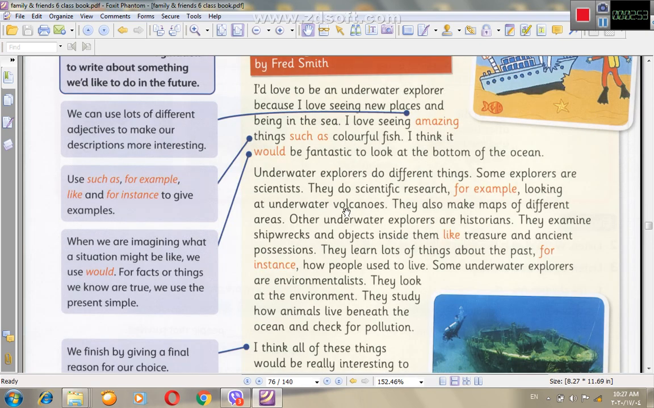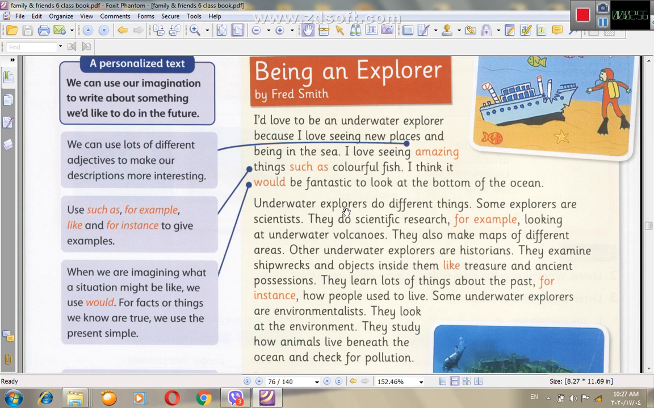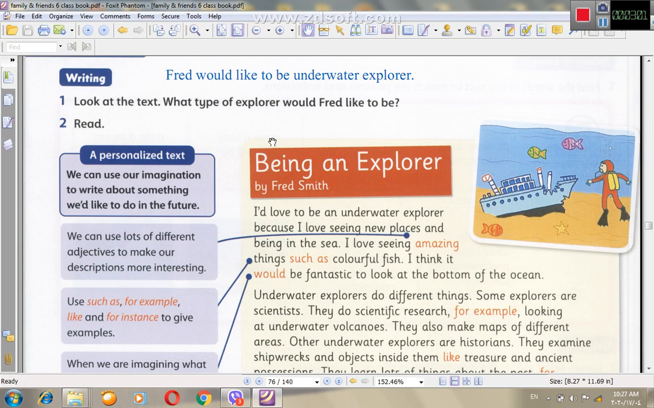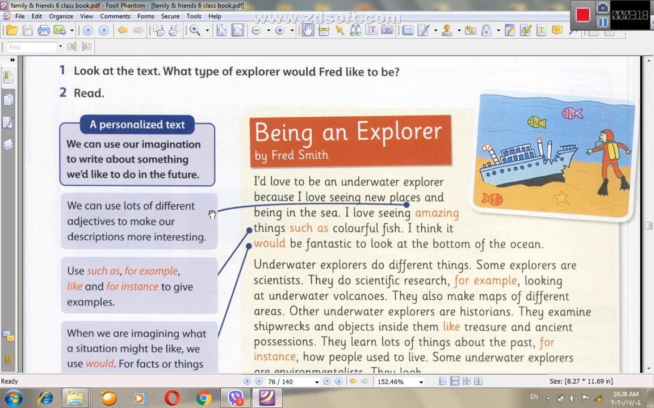So if we just look at Fred's text that he wrote about the underwater explorer, and what type of explorer would you like to be about you, that's a personalized text. We can use our imagination to write about something we'd like to do in the future. It means what would we like to do in the future. Like that, we can use lots of different adjectives to make our descriptions more interesting. Like that, amazing. I love seeing amazing things.